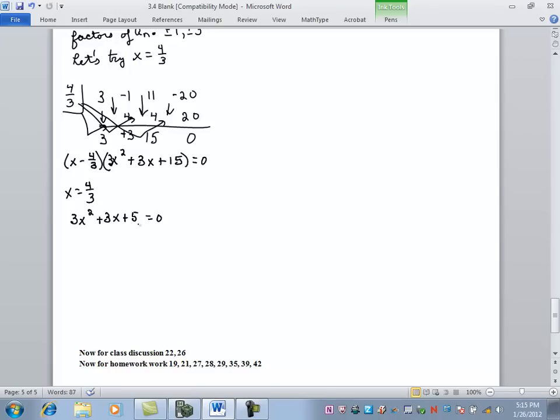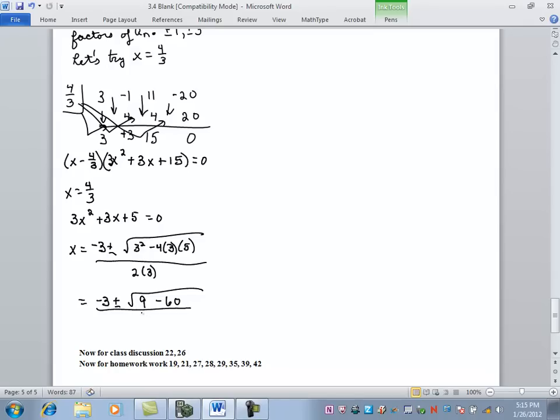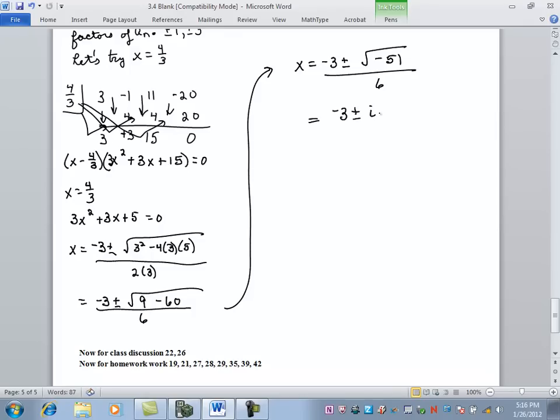Alright, well, this is not going to factor, so let's bring on the quadratic formula. -3 plus or minus the square root of 3 squared minus 4 times a times c all over 2 times 3. -3 plus or minus the square root of 9. Well, let's see here, minus 60 all over 6. Coming up here, x equals -3 plus or minus the square root of -51 all over 6. -3 plus or minus i times the square root of 51 all over 6.